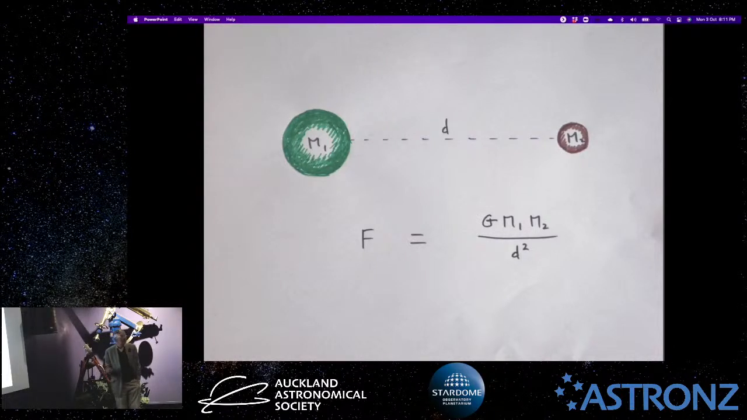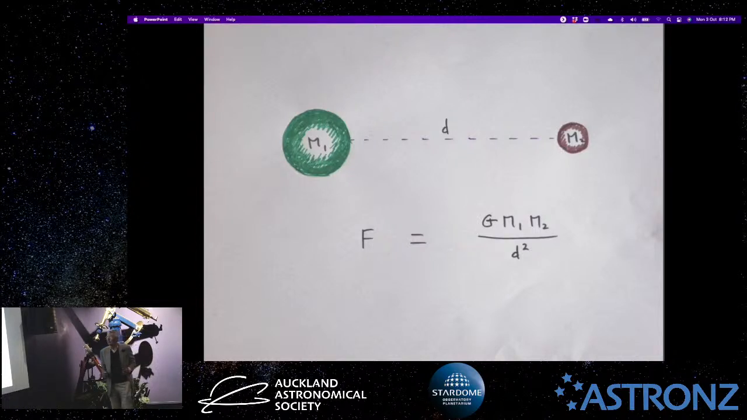What's this? Newton's law of gravity. Newton stated that gravity is a force between any two objects. It's proportional to the mass of one object, multiplied by the mass of the other object, divided by the square of the distance between them. G is the gravitational constant, of course.